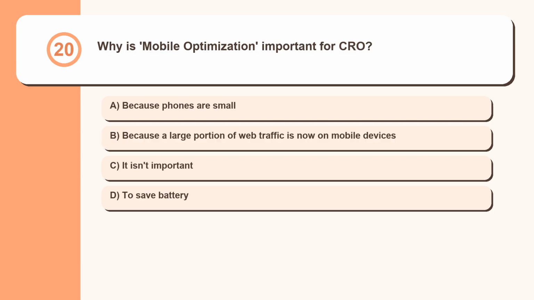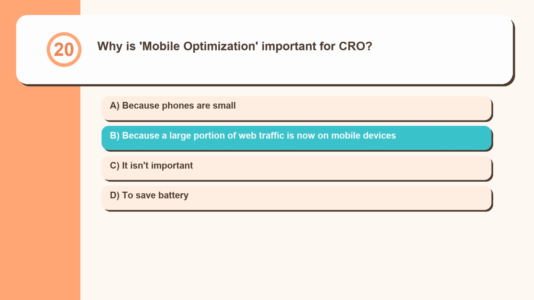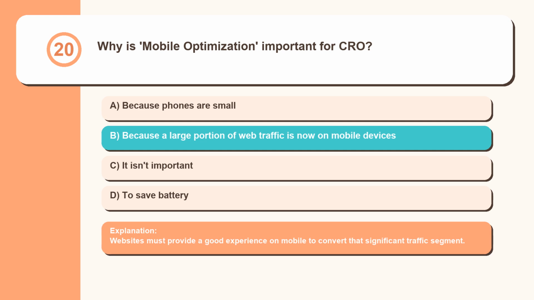Question 20. Why is mobile optimization important for CRO? Because phones are small, because a large portion of web traffic is now on mobile devices, it isn't important, to save battery. Websites must provide a good experience on mobile to convert that significant traffic segment.